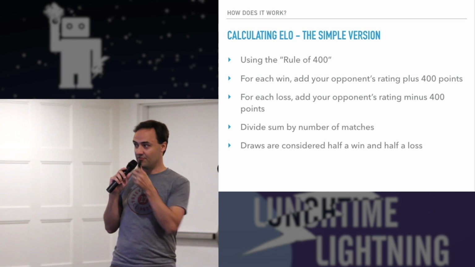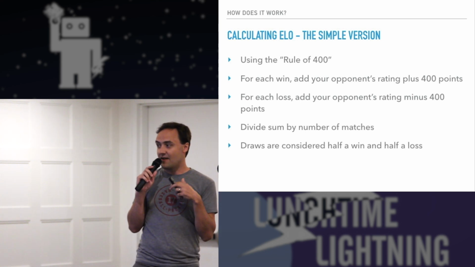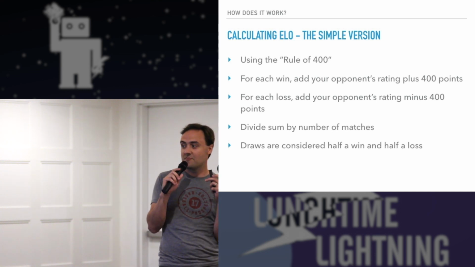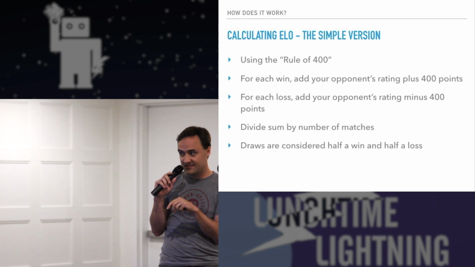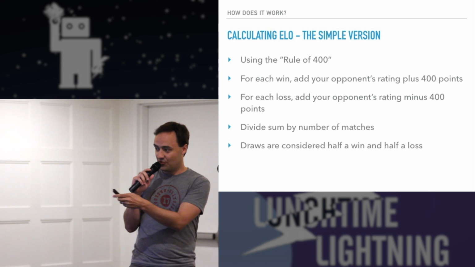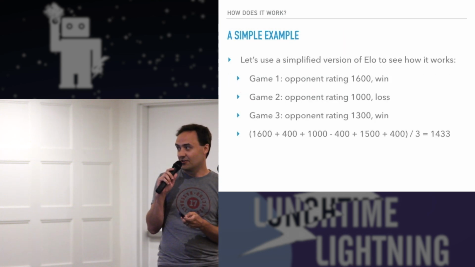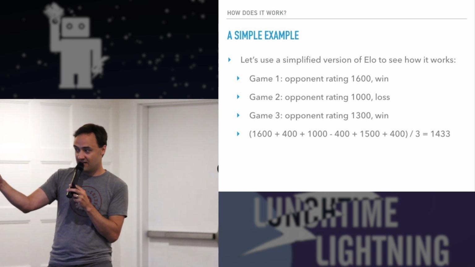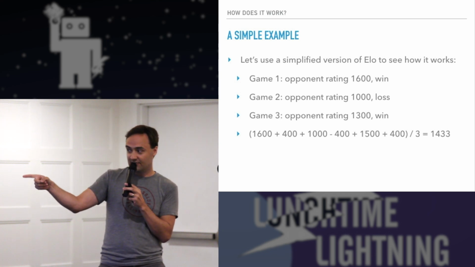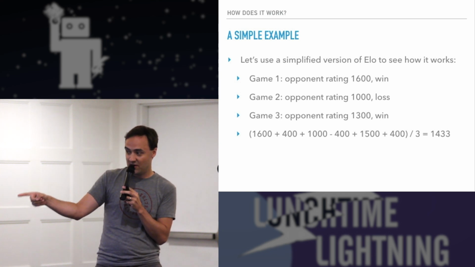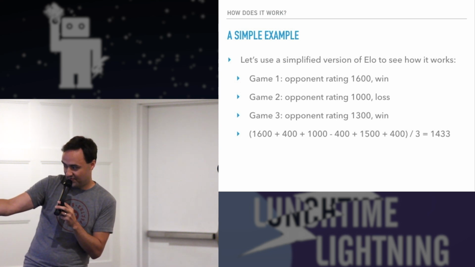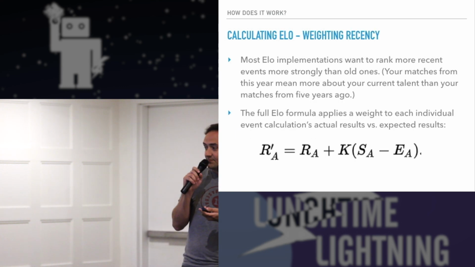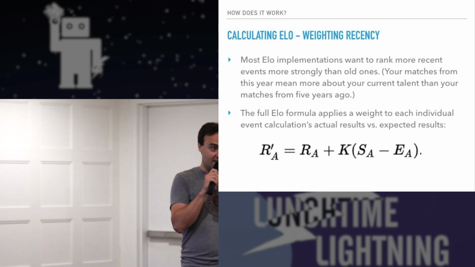Calculating ELO, here's the really, really simple version. Use the rule of 400. For every match that you play that you win, you add your opponent's rating plus 400 points. For every match that you lose, you add your opponent's rating minus 400 points. You divide the sum by the number of matches. As I said before, draws are considered half win and half loss. Let's take a look at how this might work. I play one game against an opponent with 600 rating and I win, one game against an opponent with a 1,000 rating and I lose, one game against an opponent with a 1,300 rating and I win. (600 + 400) + (1,000 - 400) + (1,300 + 400) divided by 3, my ELO rating is 1,433.